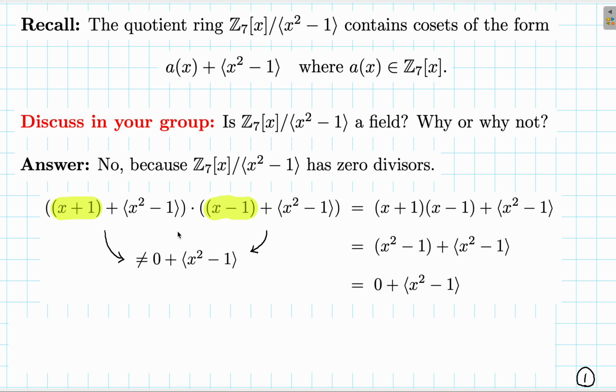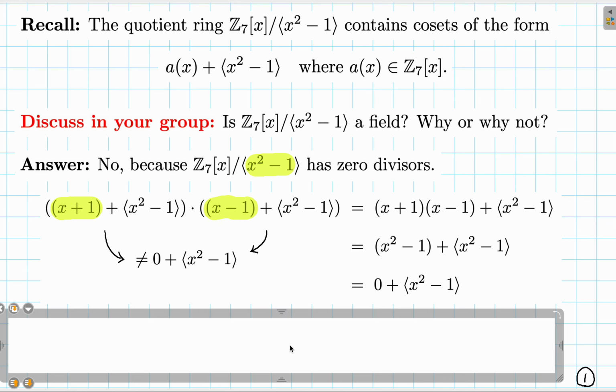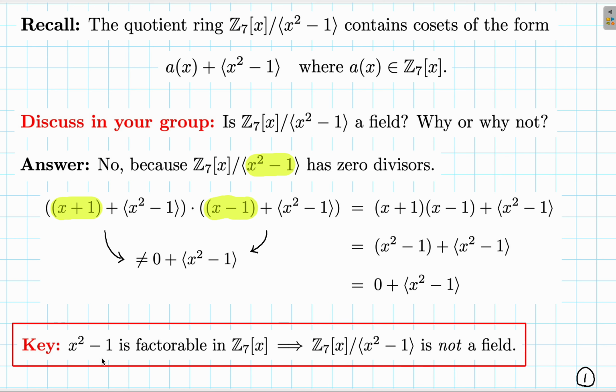And the key here is that we created these zero divisors using the factorization of x² − 1, which is (x + 1)(x − 1). This observation leads to the following implication. If x² − 1 is factorable in Z7[x], then the quotient ring Z7[x] mod the ideal ⟨x² − 1⟩ is not a field because it has zero divisors. And the generalization of this was proved in the previous lesson.